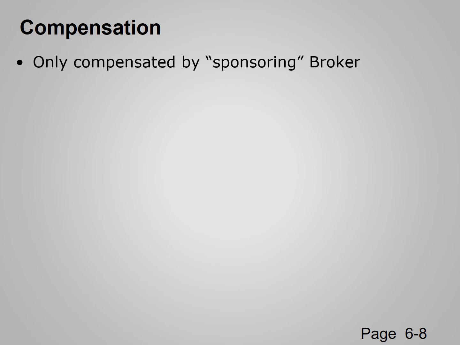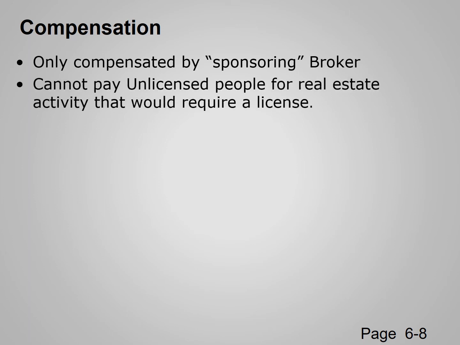Compensation: you can only be paid money by your sponsoring broker. Any money that comes to you must go through them first. In a nutshell, period, end of story. We can't pay unlicensed people for real estate activities that would require a license.